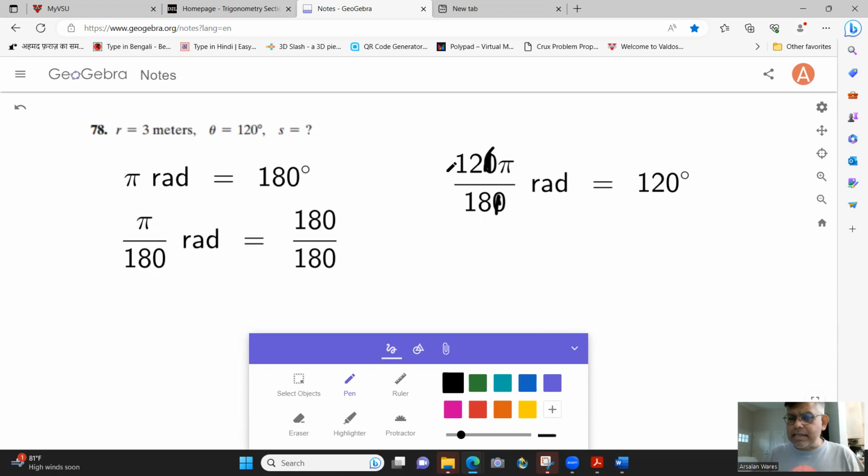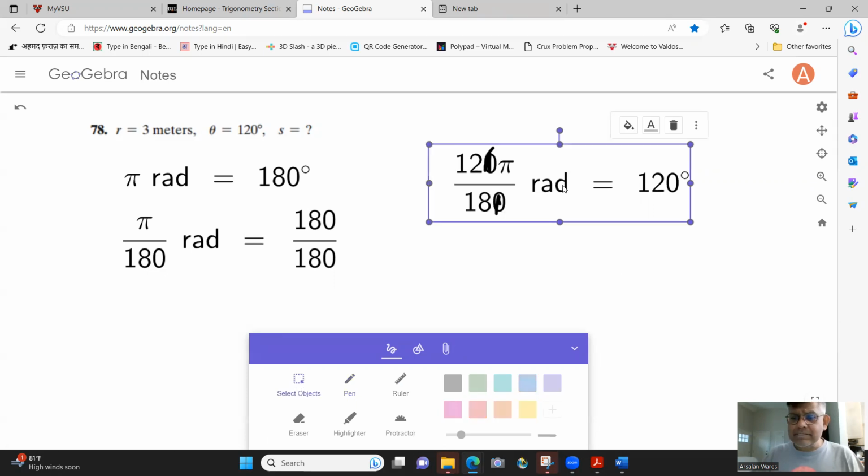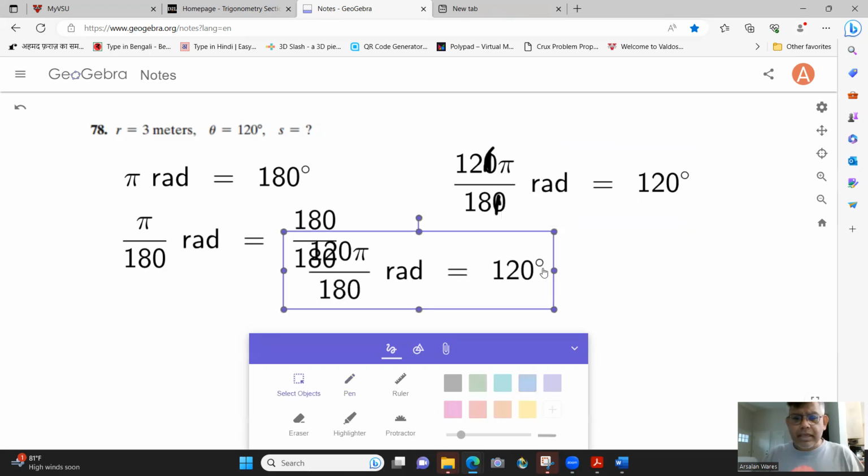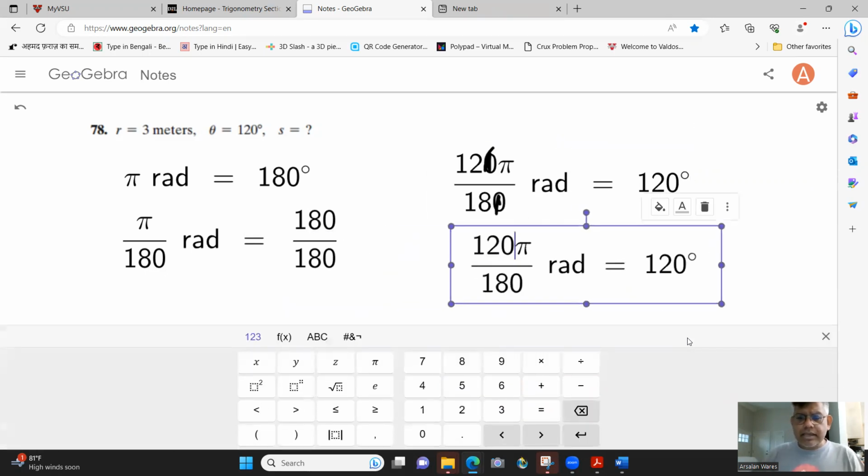Okay, they go away. I can divide 12 by 6 and I'm going to get 2. I can divide 18 by 6. I'm going to get 3. So having said that, here, I can write 2 pi. And you want to know fractions, guys.